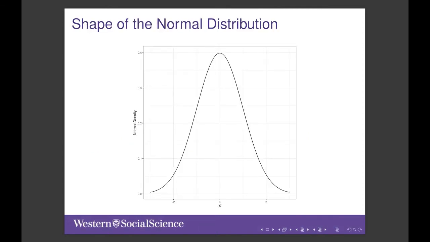The normal distribution we could describe as unimodal and symmetric. There are lots of unimodal symmetric distributions, and the normal distribution is a particular kind of distribution that is unimodal and symmetric.